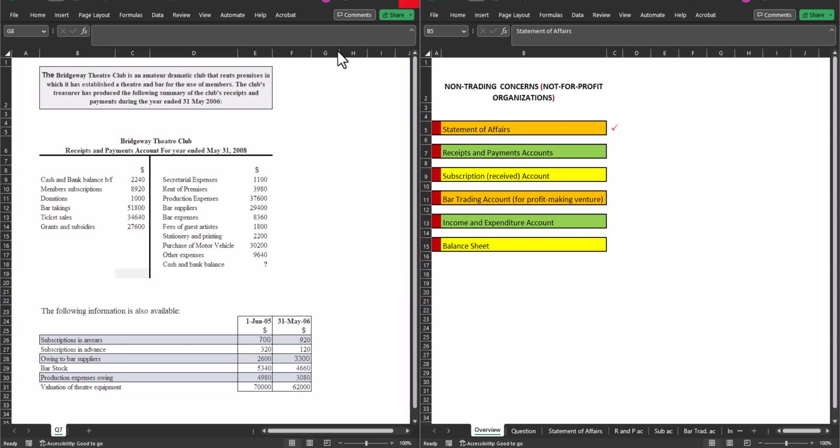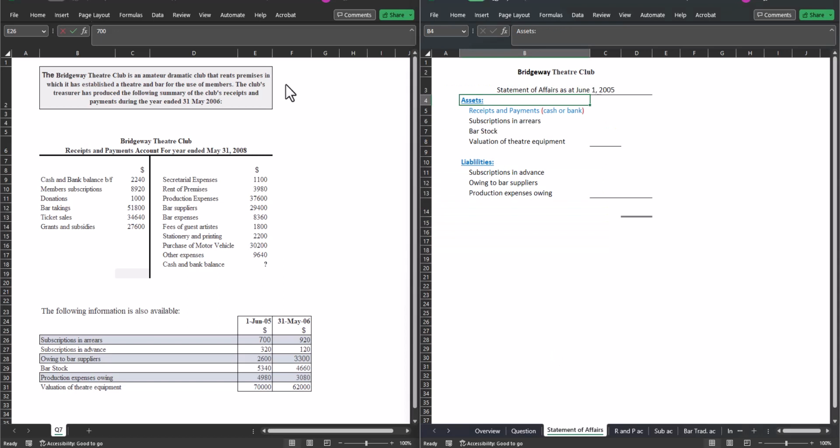It's an accounting record that lists all the assets, like building or equipment, and their liabilities, like debt or loan. It helps them see their financial position and how much they own versus how much they owe. Now, let's use the information provided to prepare our first statement of affairs.